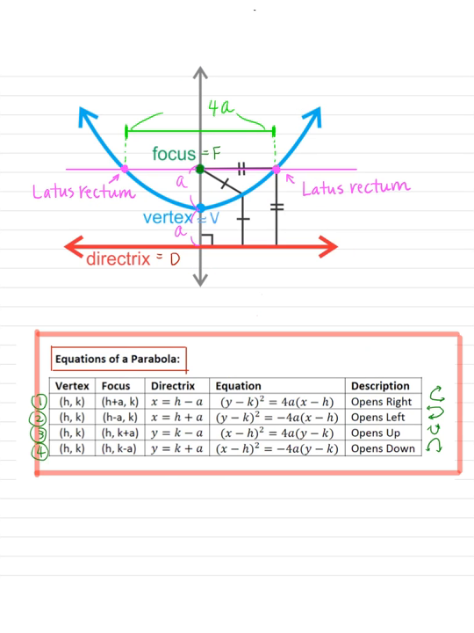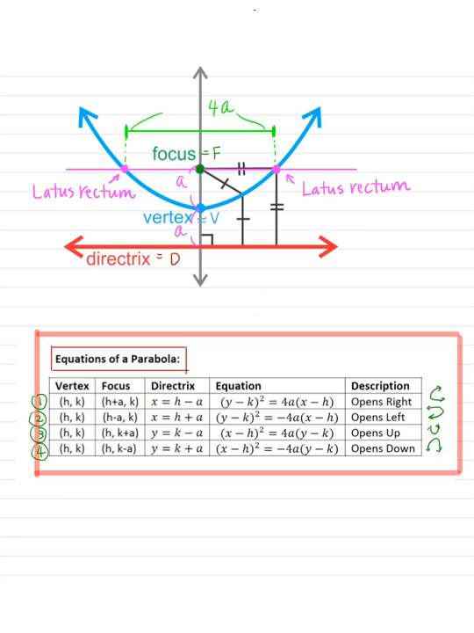Let's just get straight to the point. Here's the same picture that you just saw, and let's look at the bottom part of it. Equations of a parabola: there are 4 of them. The first one, you're guaranteed that the parabola is going to open towards the right-hand side. Equation 2 opens left. Equation 3 opens up. And equation 4 opens down.